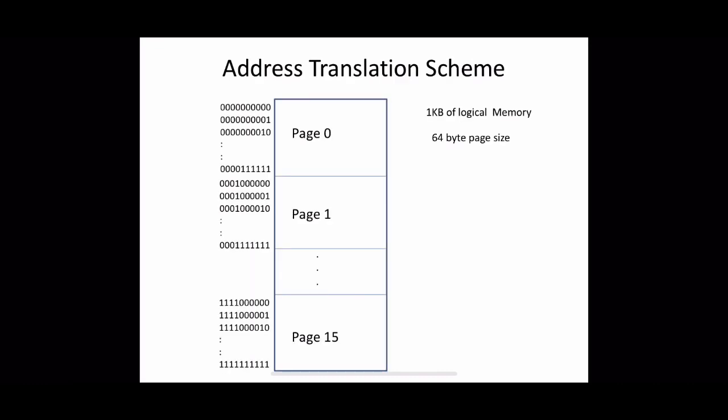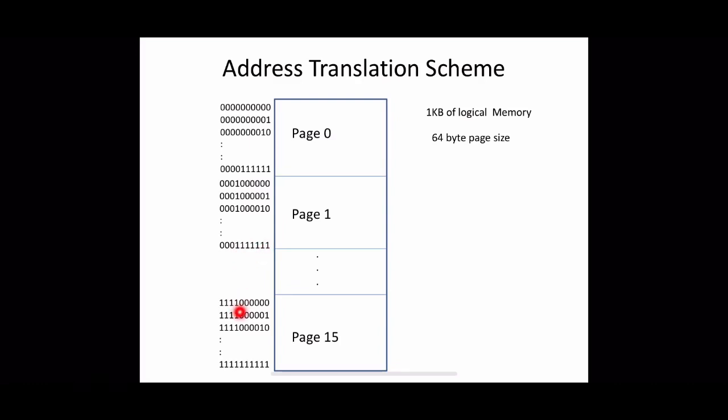Okay, and this is how our process, or logical address space, looks like. We divide our process into 16 pages, and for each page we have the address like this. Page 0 starts with address 0, and the last address in page 0 will be 63. The first address of page 1 will be 64 to 127, like that.